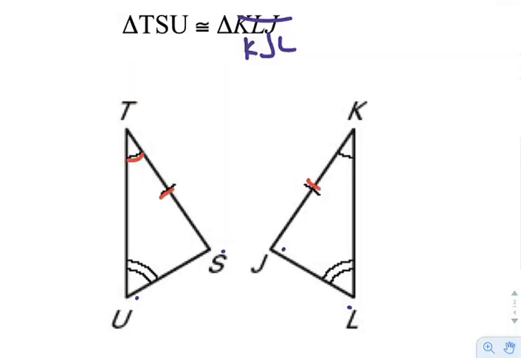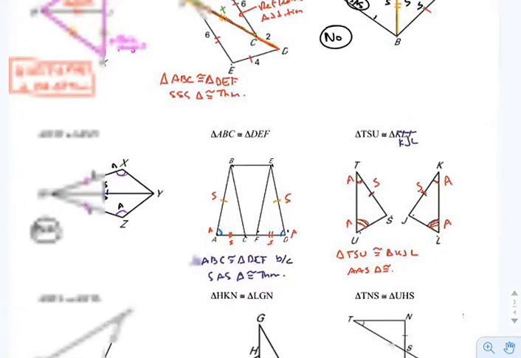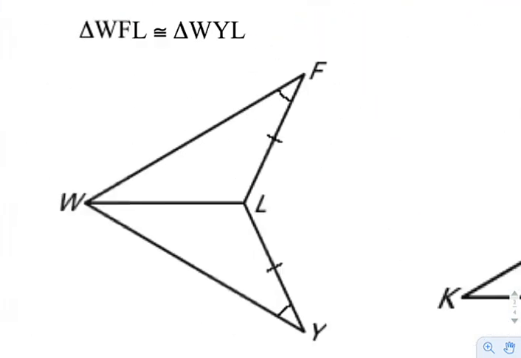I'm seeing a side. I'm seeing an angle. I'm seeing a last side. So it looks like I do have angle, angle, side, triangle congruency. So we're good to go here. I've already kind of fixed my congruency statement. So triangle TSU congruent to triangle KJL. And this is angle, angle, side, triangle congruency. All right, let's move on. We're rocking and rolling now.